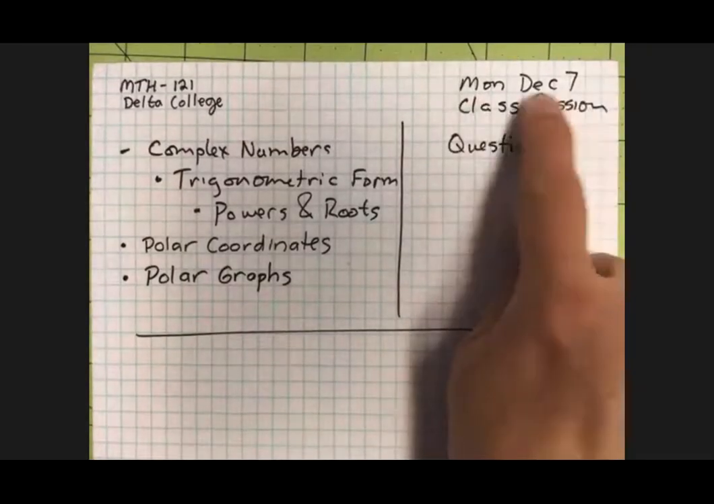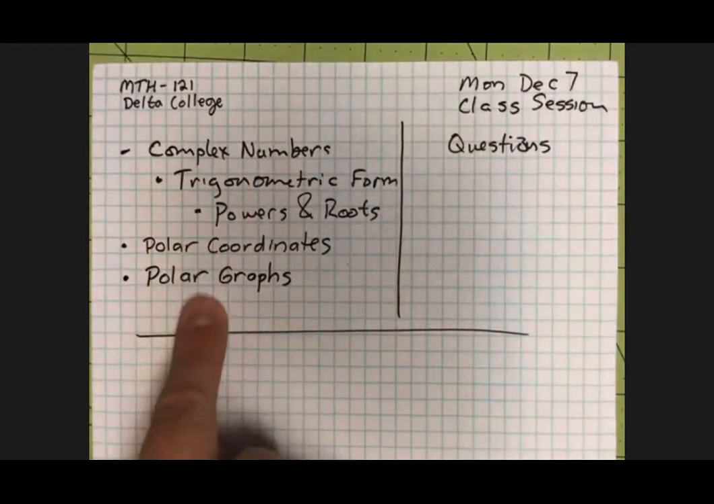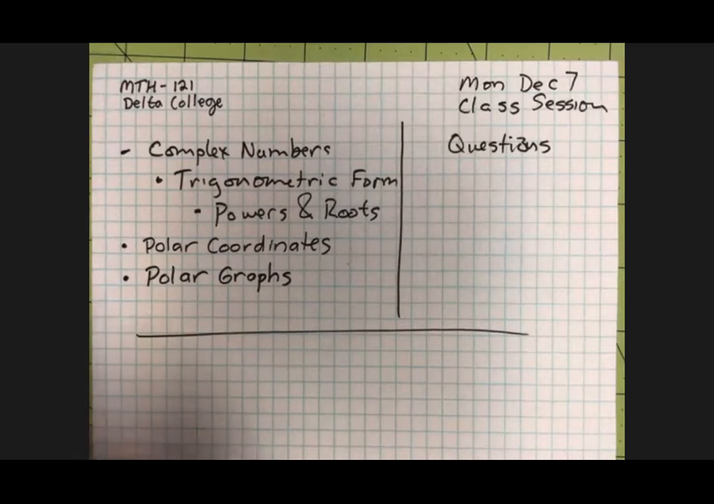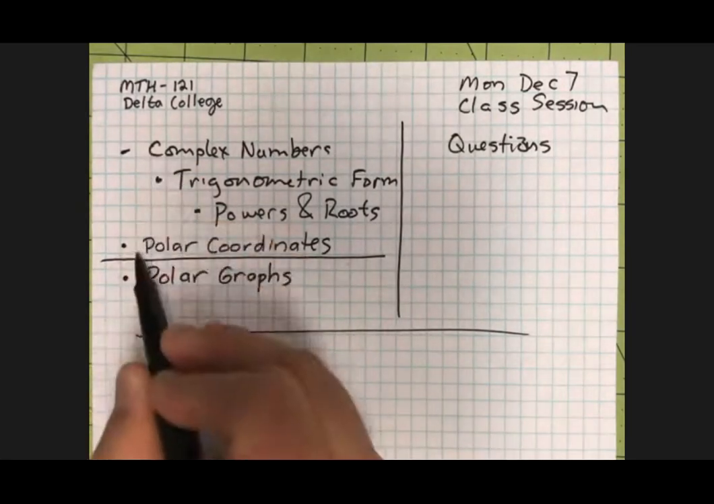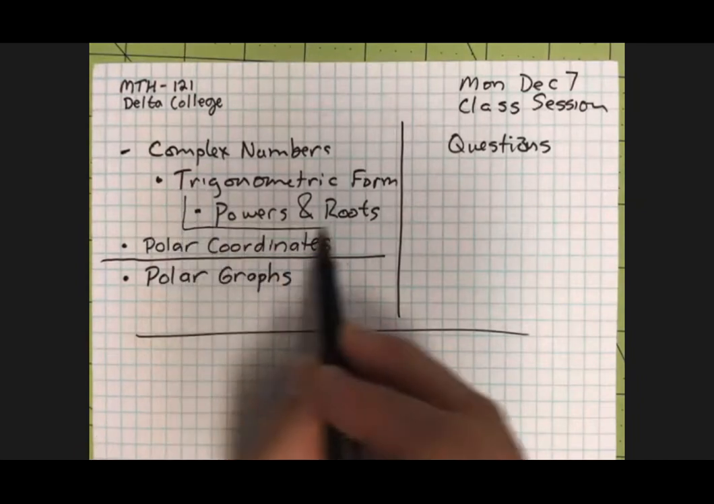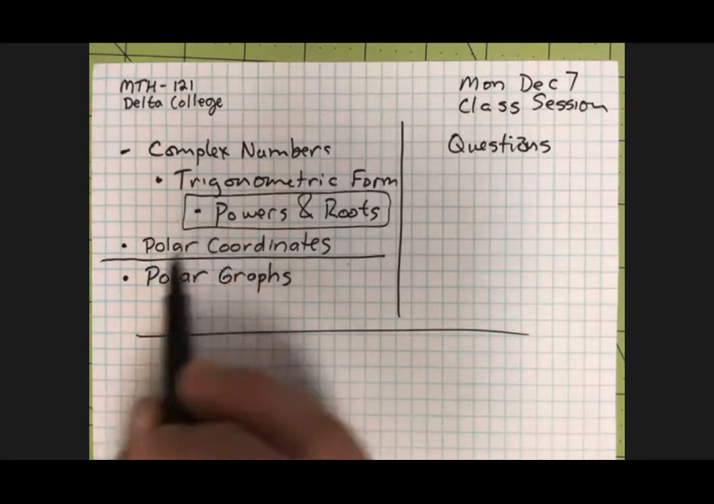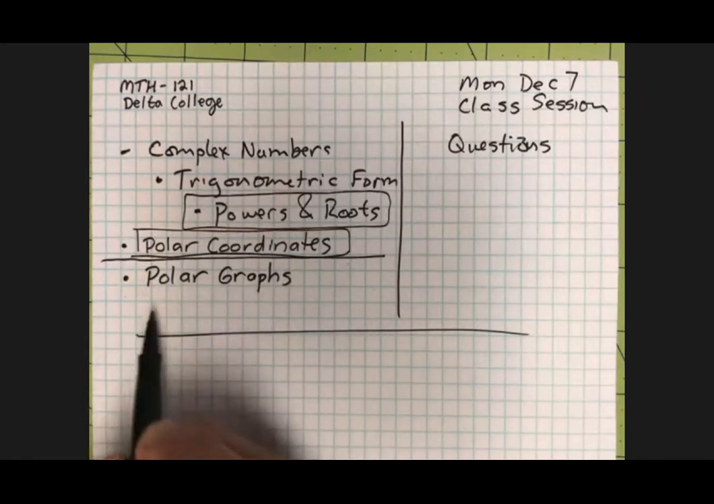Welcome, Monday, December 7th, to our class session. These are the topics we're talking about this week. Today, we'll talk about these first two: complex numbers in trigonometric form, but specifically today, powers and roots. Then we'll talk about polar coordinates so that we can finish up on Wednesday with polar graphs.